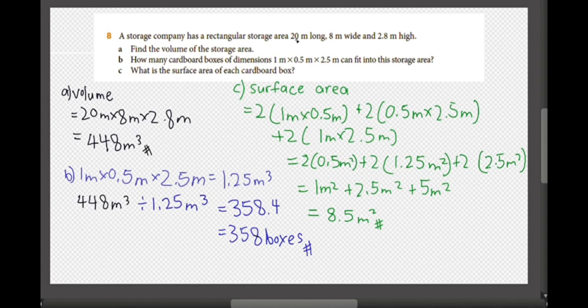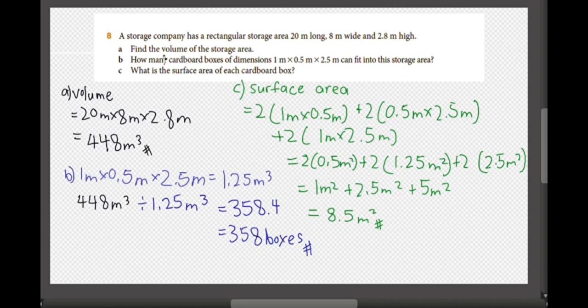Now let's move on to question 8. Here it says that a storage company has a rectangular storage area 20 meters long, 8 meters wide and 2.8 meters high. For question A here it says to find the volume of the storage area. Now to find the volume of the storage area, we just need to times the length times the width times the height, which is 20 meters times 8 meters times 2.8 meters, which our final answer will be 448 meters cube. So this will be our volume of the storage area.